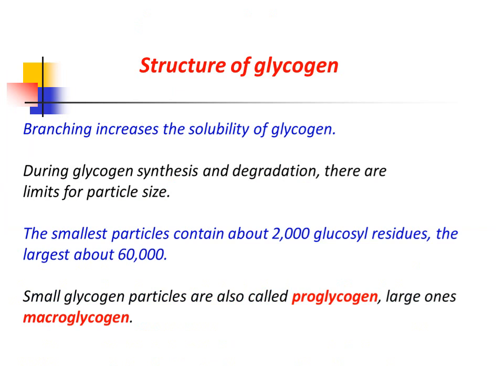Branching increases the solubility of glycogen. During glycogen synthesis and degradation, there are limits of particle size. The smallest particles contain about 2000 glucose residues, the largest about 60,000. Small glycogen particles are also known as proglycogen, large ones macroglycogen.